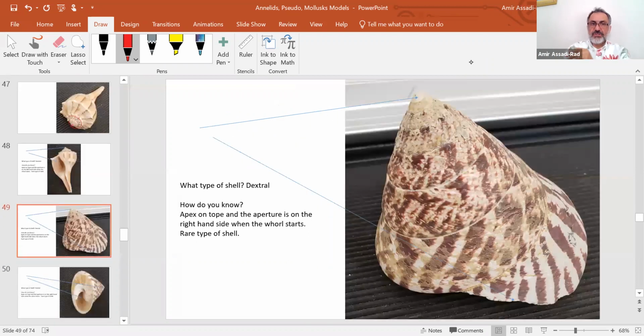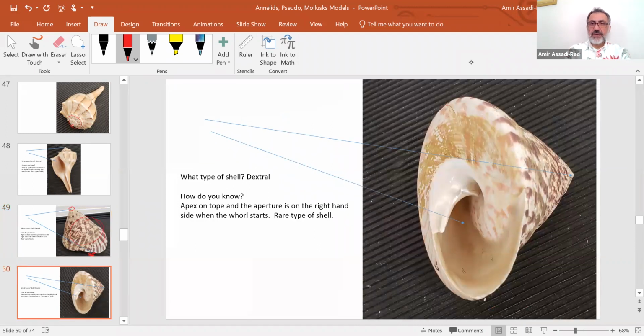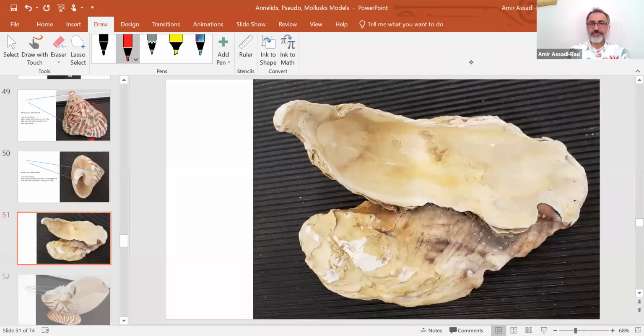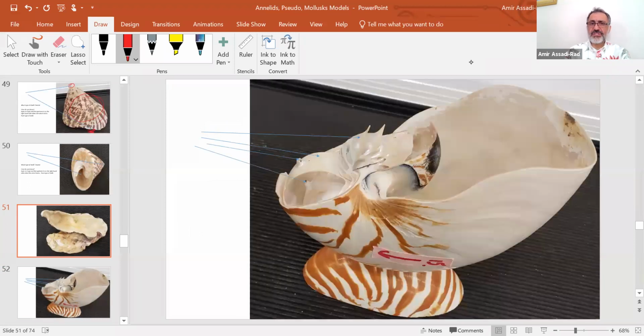The dextral shell is when you have the apex on top, aperture is right here, okay? And look at the whorl, it's going counterclockwise. Most of the shells you find in your life are like this, are dextral. Mother Nature can mix it, and we talk about it in lecture, but it's very rare. Again, another dextral shell. Bivalve, this is oyster.